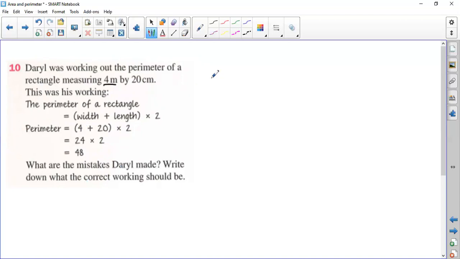Okay, as we have said before, the unit is important. So to perform operations with the given units, we must have the same unit. So since this one is meters and this one is centimeters, we cannot find the perimeter like this. First of all, we have to convert meters into centimeters. So 4 meters is how many centimeters? It will be 400 centimeters. Now I can use the formula for perimeter. So this one will be 400 plus 20, which is 420, times 2, and this one will be what? 840 centimeters, or 8.4 meters.